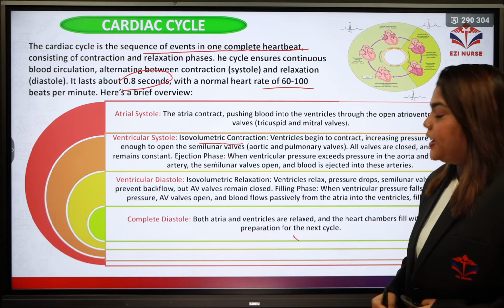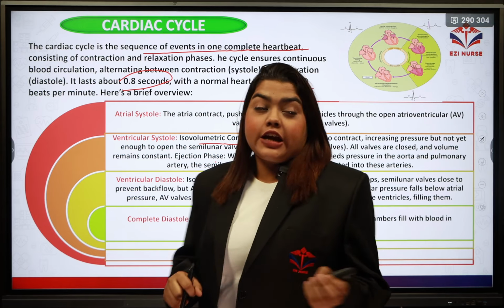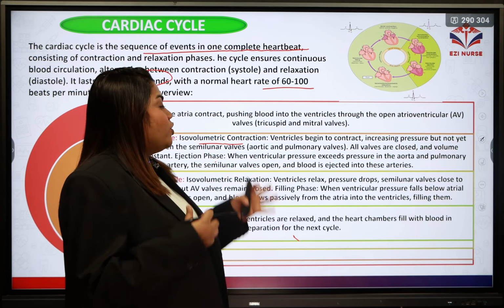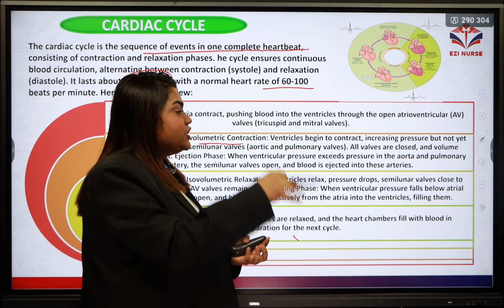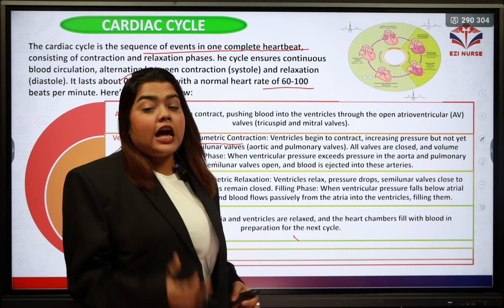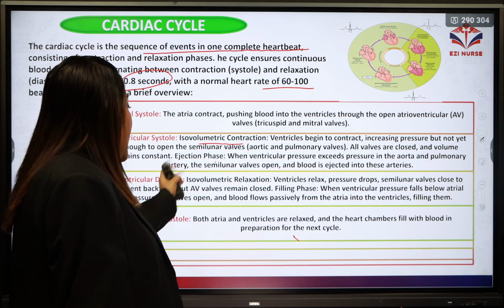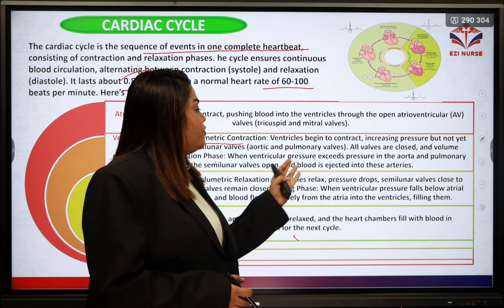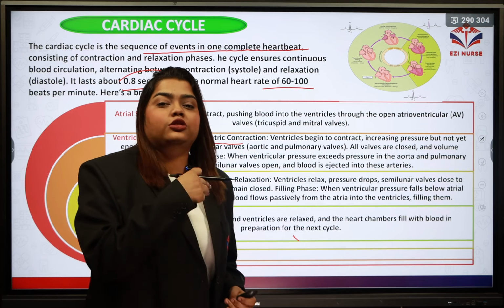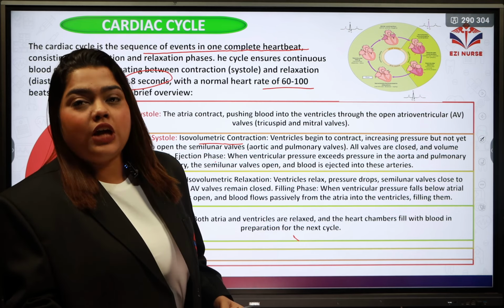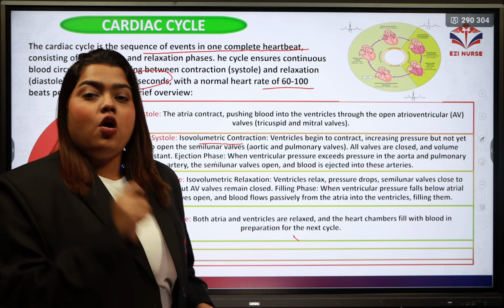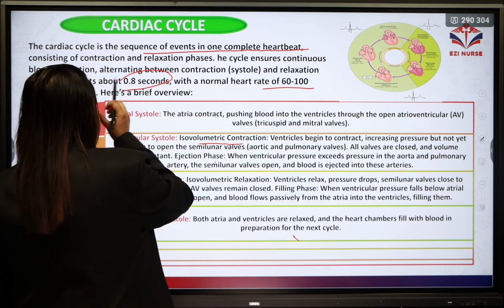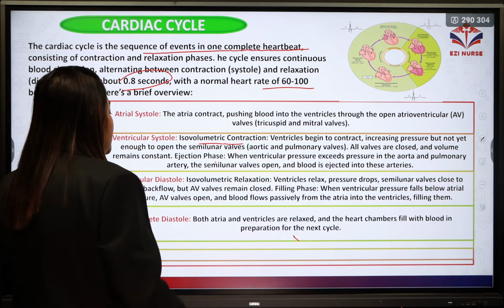Now what will happen? The ventricular contraction will be there. The ventricular pressure will exceed the pressure in the aorta and pulmonary artery. The semilunar valves will open and the blood will be ejected into the arteries, and through the arteries it will go to the lungs to collect the oxygen. Okay, so that is the atrial systole and ventricular systole.